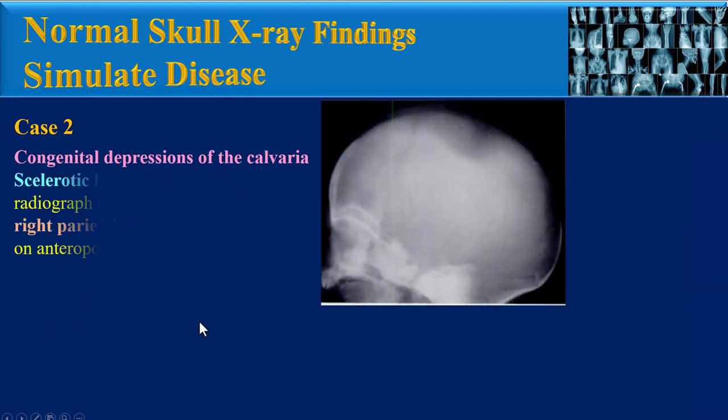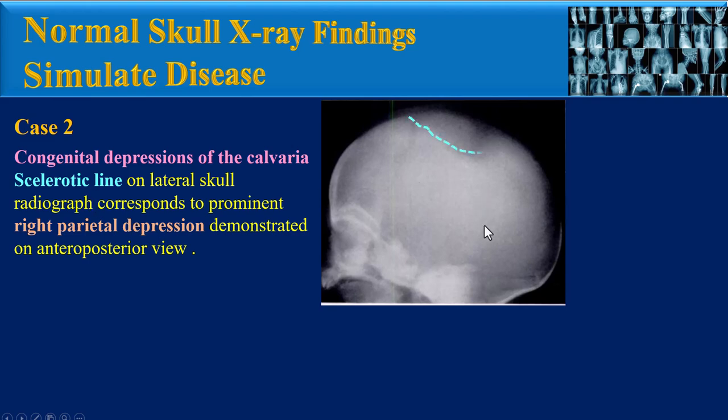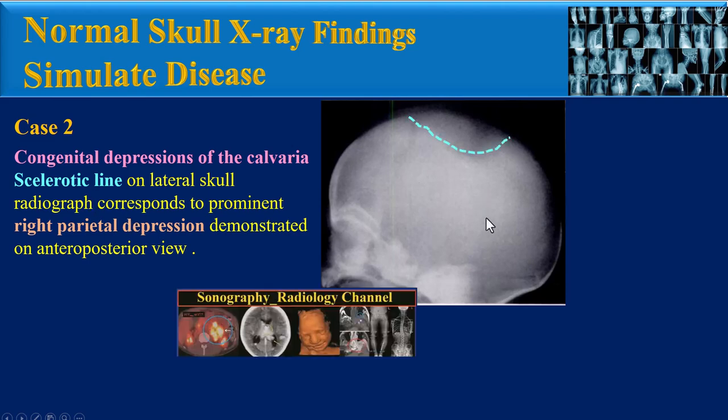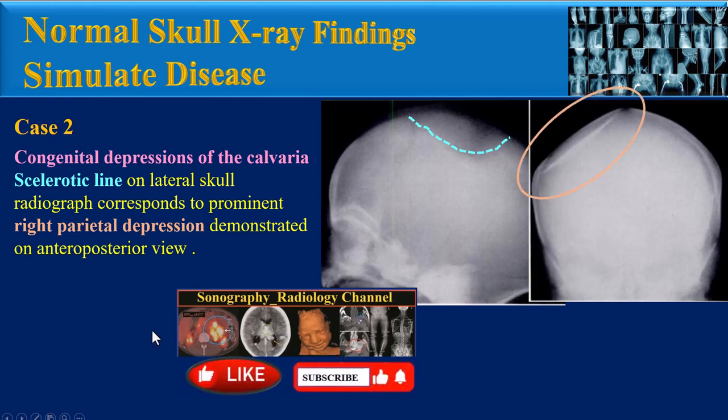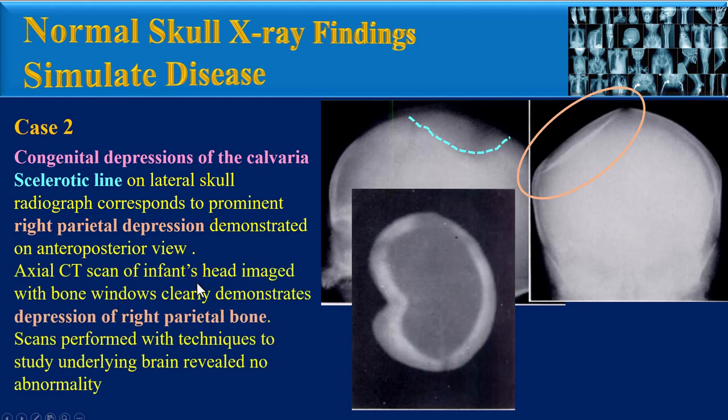Another example: we can see a sclerotic line on the lateral skull radiograph corresponding to a permanent right parietal depression demonstrated on AP view. Axial CT scan of the infant's head imaged with bone windows clearly demonstrates depression of the right parietal bone. Scans performed with techniques to study the underlying brain revealed no abnormality.